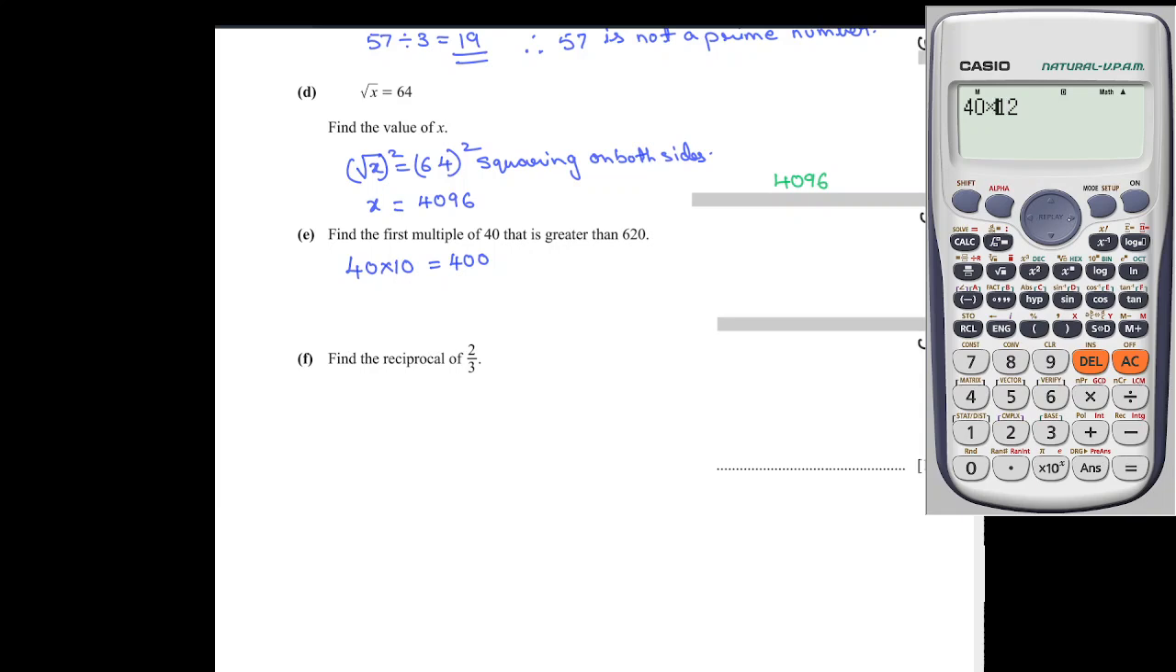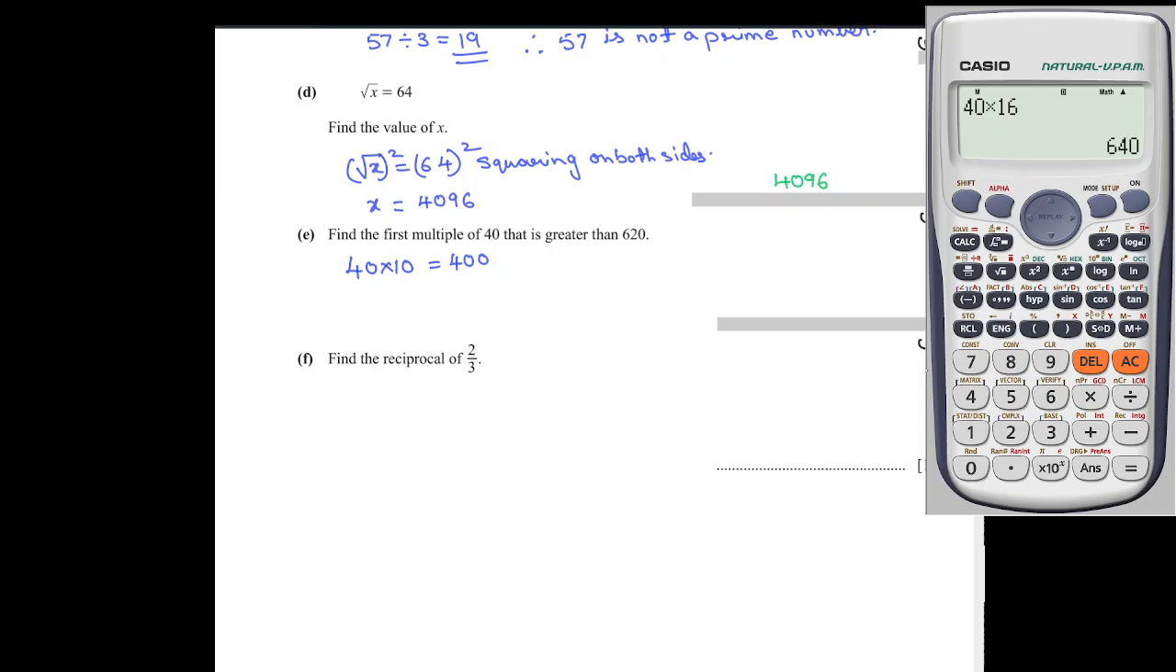So find for 13, 520. Find for 14, 560. Find with 15, 600. We are near to 620. Now we'll do the next number. We will get it, 640.